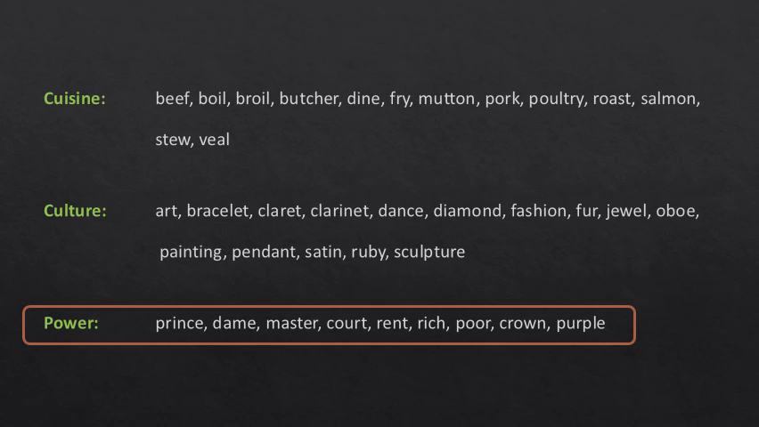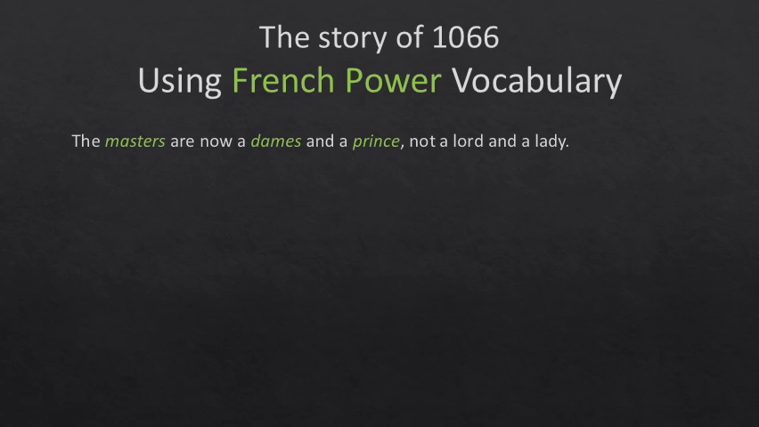Prince, dame, master, court, rent, rich, poor, crown, and purple. The language of power comes from the language in power. In fact, you can tell the story of 1066 using French power vocabulary. The masters of the island are now dames and a prince, not a lord and a lady.